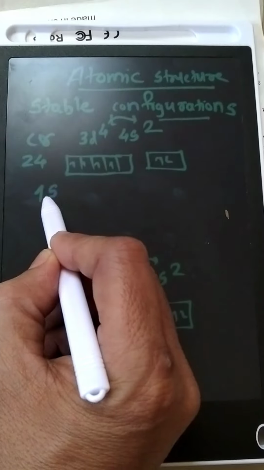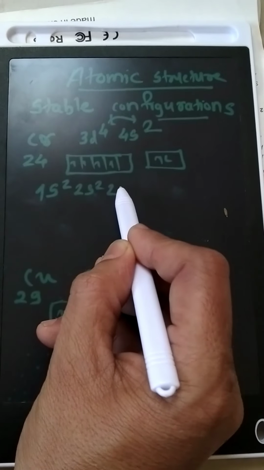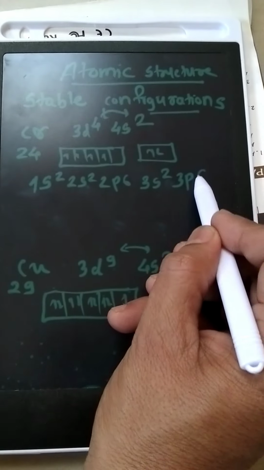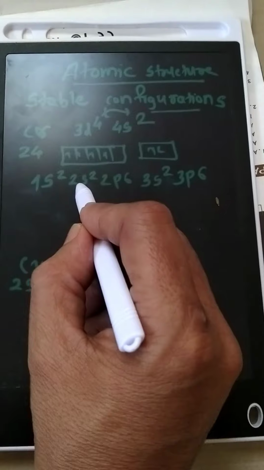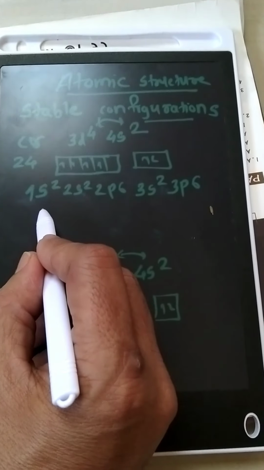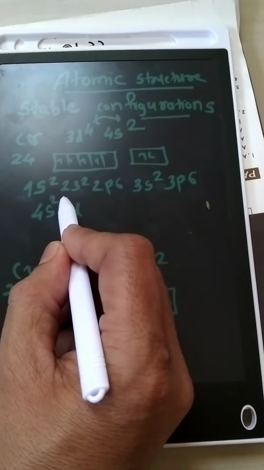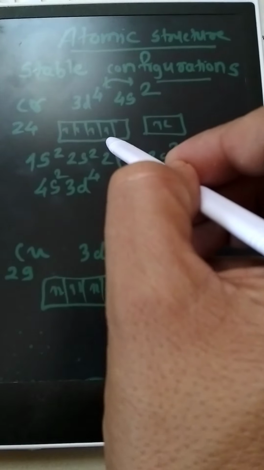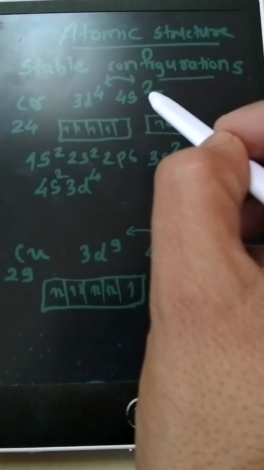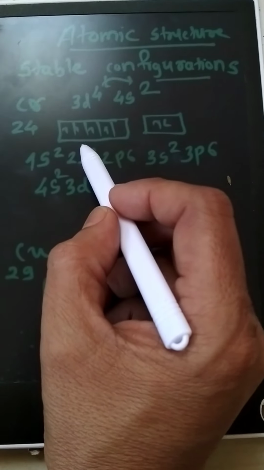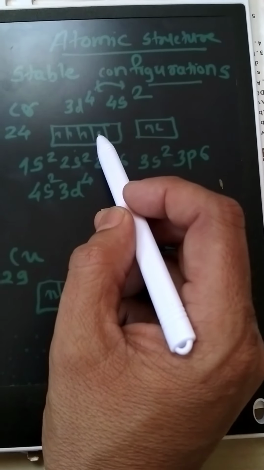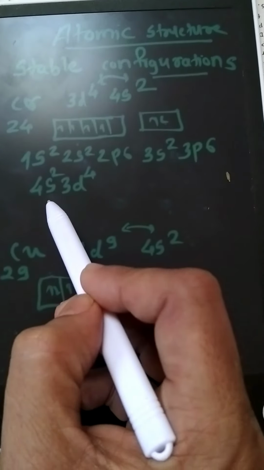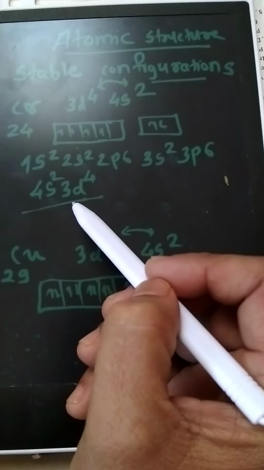Suppose for chromium, atomic number 24, it is 1s2, 2s2, 2p6, 10 electrons, 3s2, 3p6, the total 18 electrons. 4s is filled first, after that 3d. 4s2 makes 20 electrons, and 4 electrons remain, that is 3d4. So what is the valence configuration of chromium? That is 3d4, 4s2. If we see the configuration, 3d orbitals are filled with 4 electrons and 4s with a pair of electrons. So the valence configuration of chromium is 4s2, 3d4.